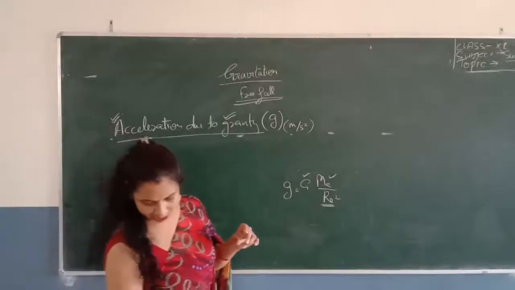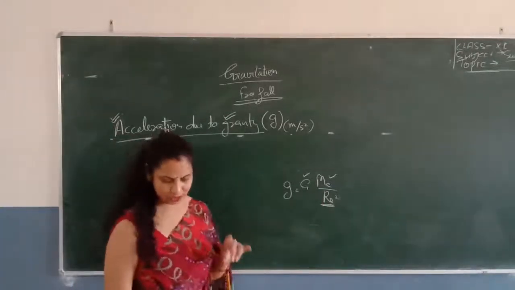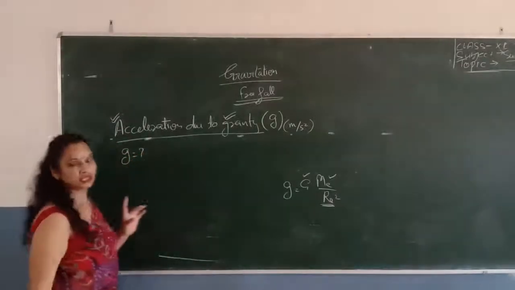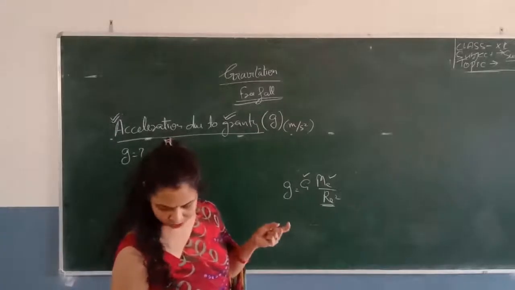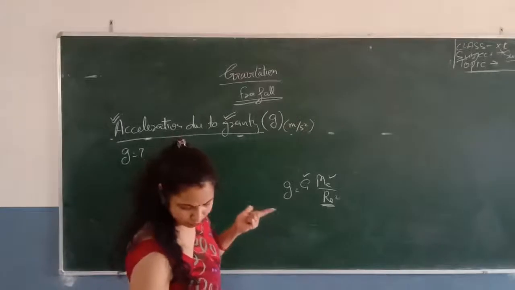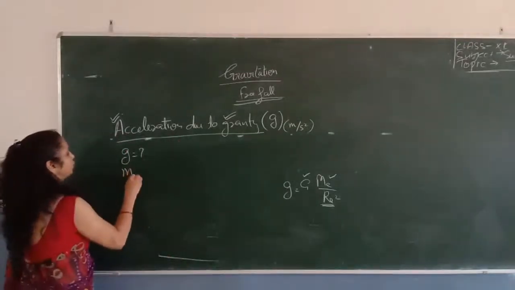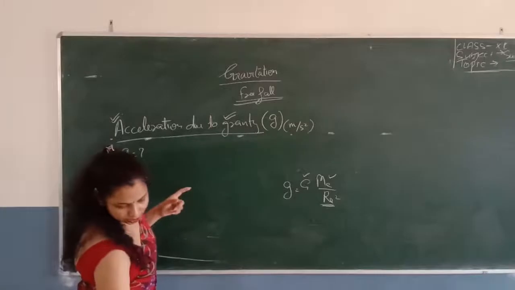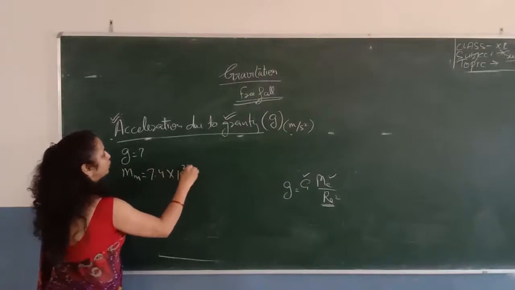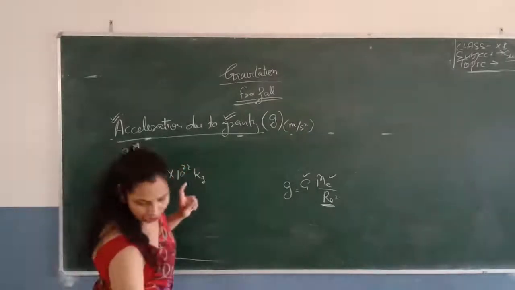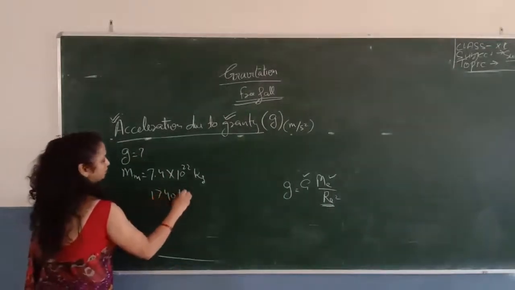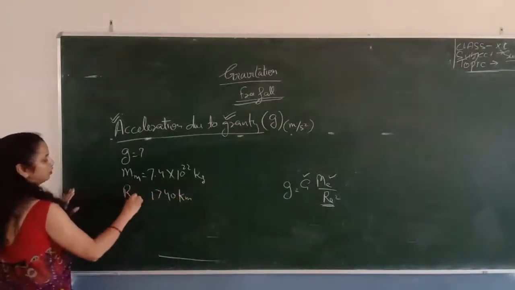This is the numerical. Calculate the value of acceleration due to gravity. First, I told you that you should write the values which are given in the question. You have to find the value of g on the surface of the moon. It is given that the mass of the moon is 7.4 × 10^22 kg, and the radius of the moon is 1740 kilometers.